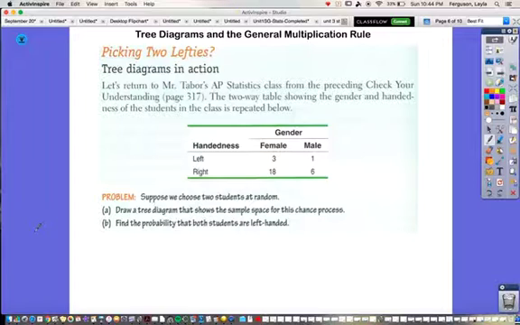So the tree diagrams in action. Let's return to Mr. Tabor's AP Statistics class from the preceding Check Your Understanding. The two-way table showing the gender and handedness of the students in the class is repeated below. So the first thing that we have to do is suppose that we choose 2 students at random and draw a tree diagram that shows this sample space for this chance process.